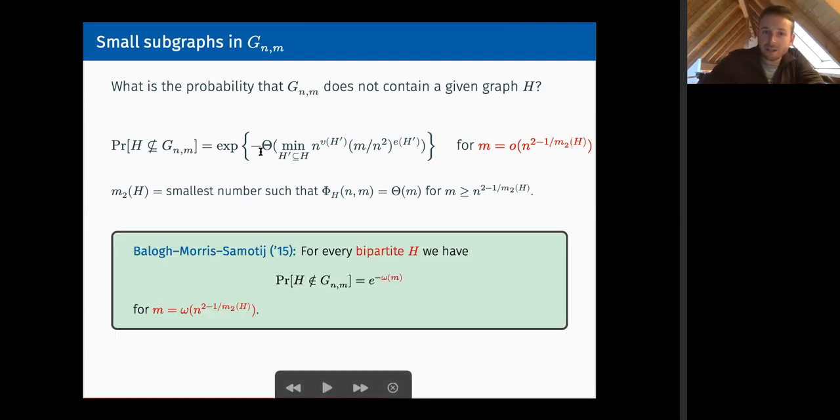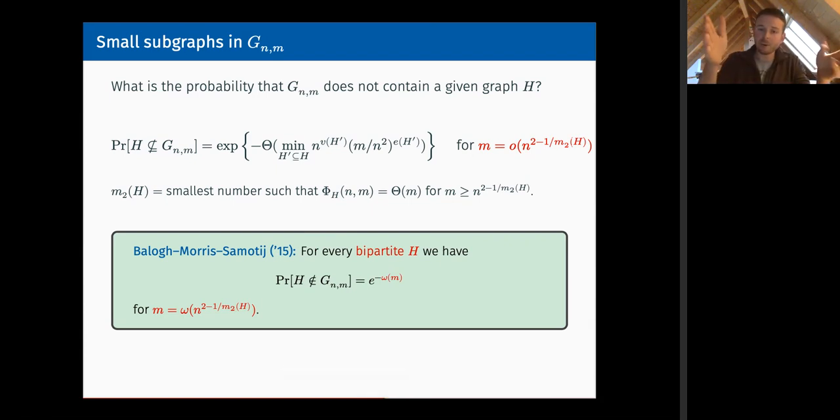Right, and the reason why it doesn't transfer past this point is because this is no longer true, and that's what's shown by Balogh, Morris, and Samotij, that if H is a bipartite graph, then the probability of H not appearing in G(n,m) actually starts to decay super exponentially in m when m goes away from this value here. So as m keeps growing, it will at some point reach the point where the Janson-Łuczak-Ruciński result will tell us that the probability of not containing H is exponentially small in m. And then if m keeps growing, this probability will become super exponentially small for bipartite graphs.